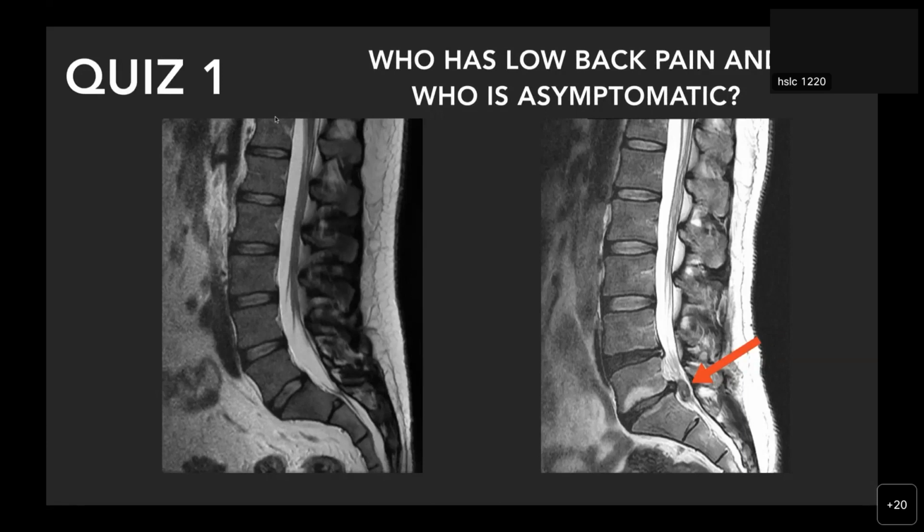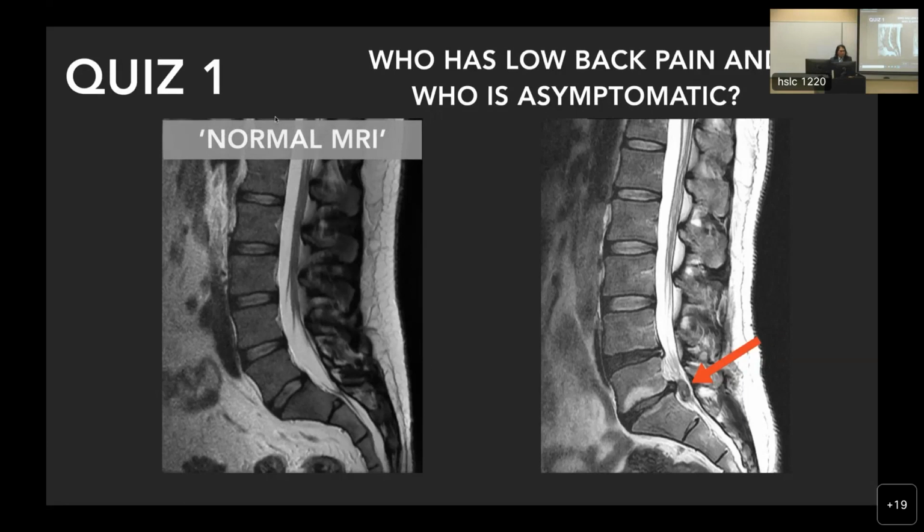On the left image, that looks like a pretty decent sagittal MRI. That's fluid sensitive. There's no spondylolisthesis or herniated discs. We probably call that a normal MRI, right? And then on the right image, you see that extruded disc material at L5-S1. And we would say there's a herniated disc in the form of a disc extrusion. Which one is low back pain, which is asymptomatic?